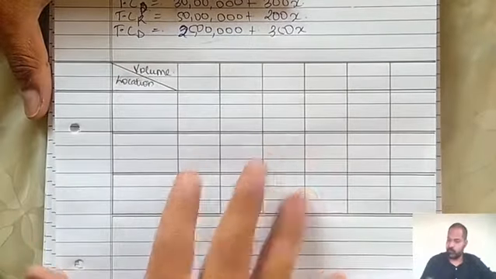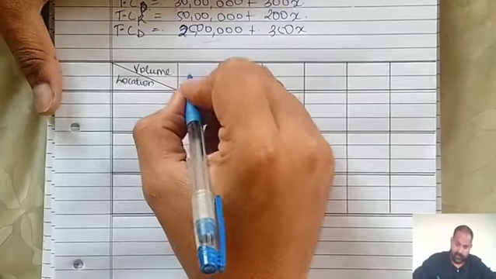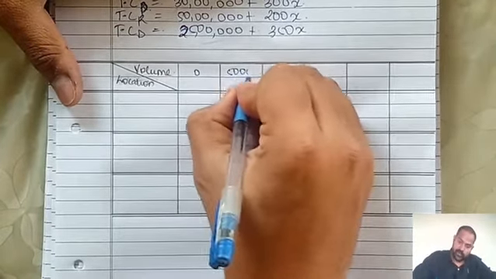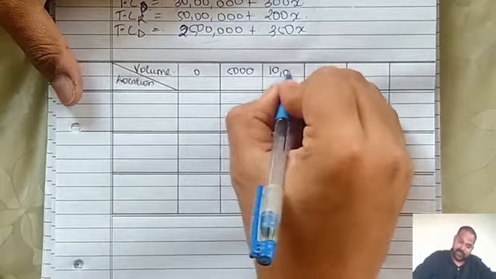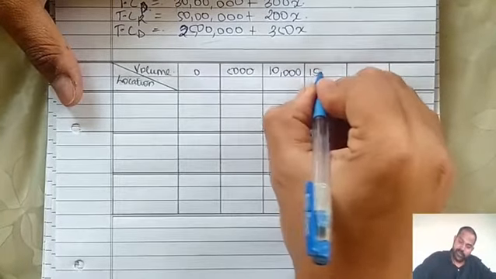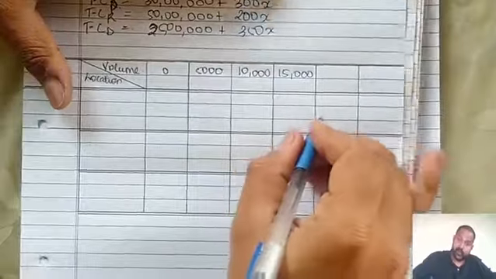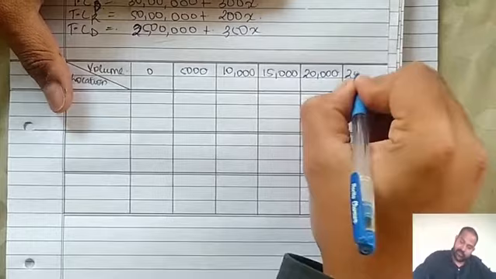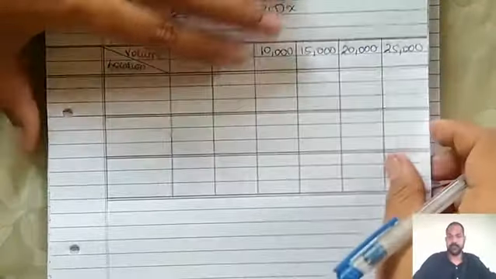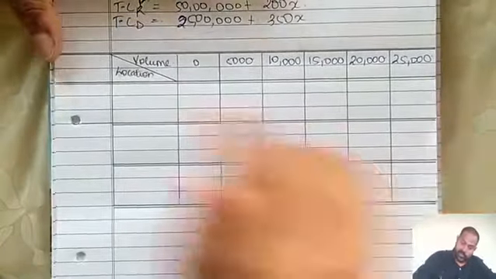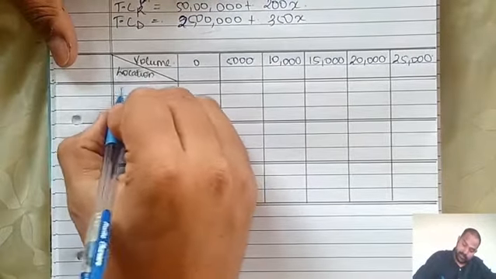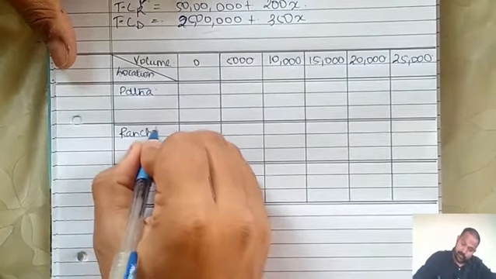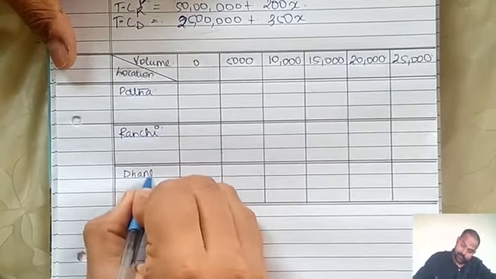What are your volumes? Well, your volumes start from 5,000, but I'm going to start from 0 units. So 0 units, 5,000 units, 10,000 units, 15,000 units, 20,000 units, and 25,000 units. Correct? Locations are, this will be Patna, this will be Ranchi, and this will be Dhanbad.